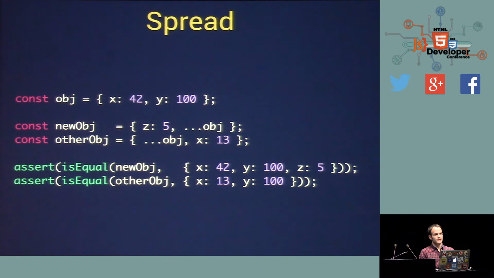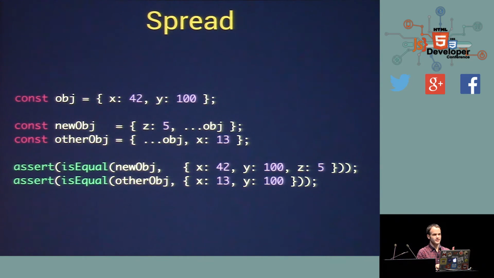In this case, I have an original object with x equal to 42, y equal to 100. And then I'm creating two new objects. In one, I'm setting z equal to 5, and then I'm doing, again, see the ellipsis? I'm calling that operator on the original object. That means take all of its own enumerable properties and spread them out in the new object. Same thing with the other object. I'm spreading it out, and then I'm assigning x equal to 13.